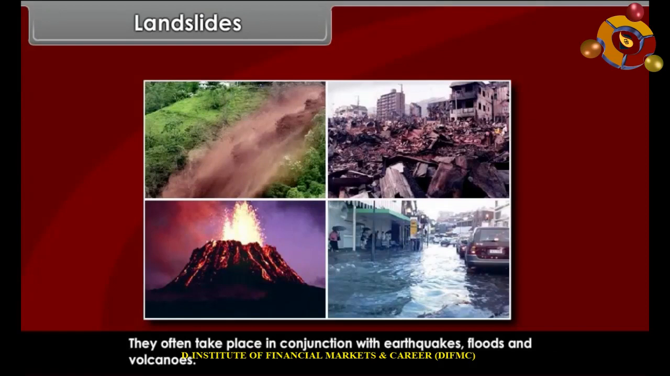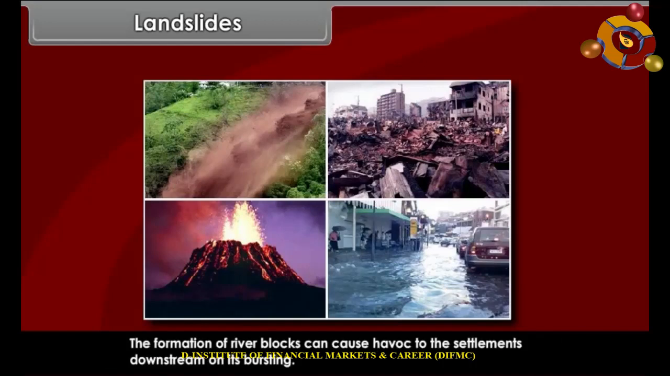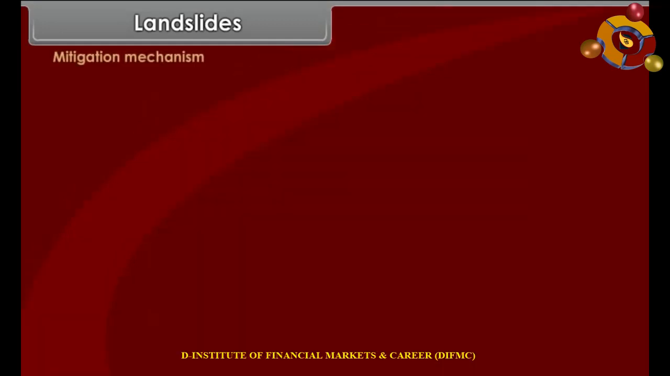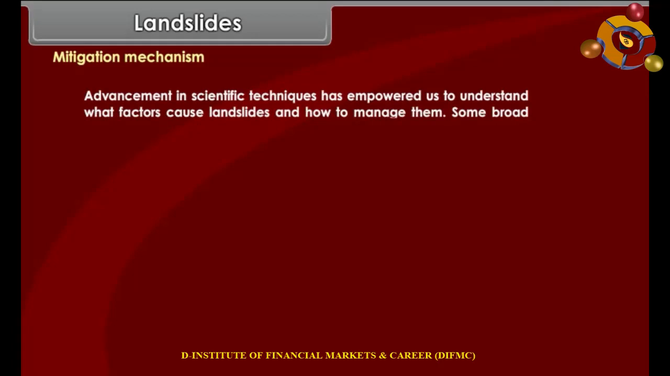They often take place in conjunction with earthquakes, floods, and volcanoes. A prolonged spell of rainfall can cause heavy landslides that can block the flow of a river for quite some time. The formation of river blocks can cause havoc to the settlements downstream on its bursting. Mitigation mechanism. Advancement in scientific techniques has empowered us to understand what factors cause landslides and how to manage them. Some broad mitigation techniques of landslide are as follows.